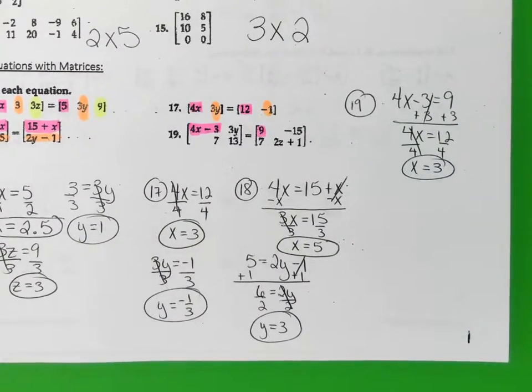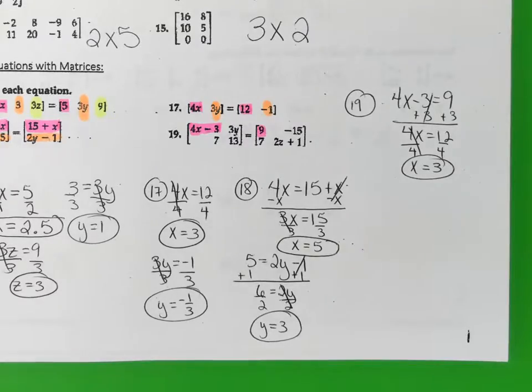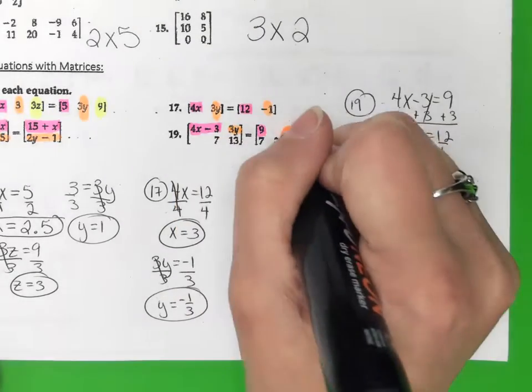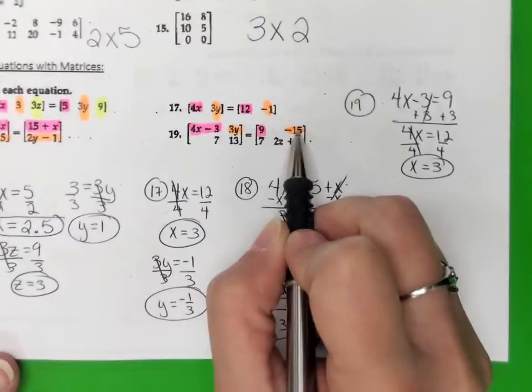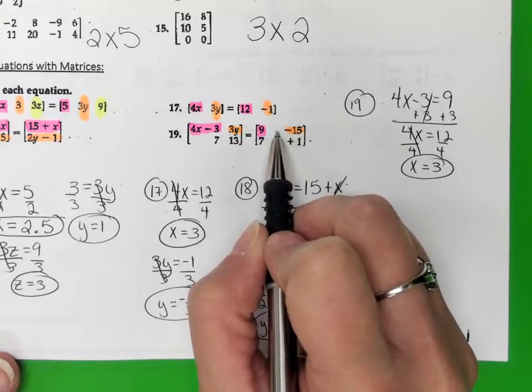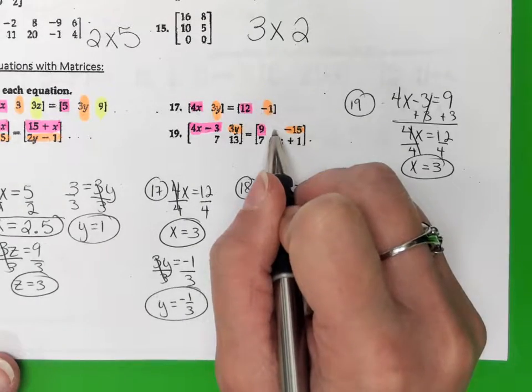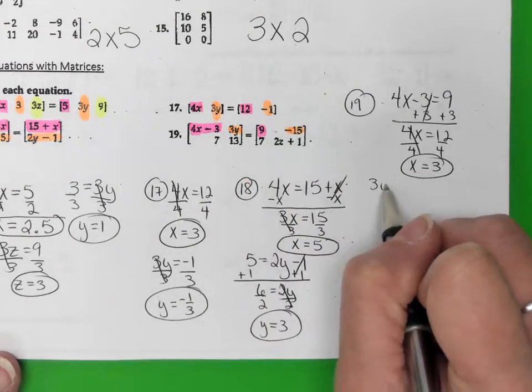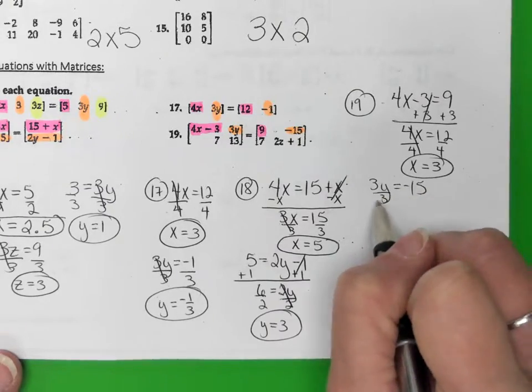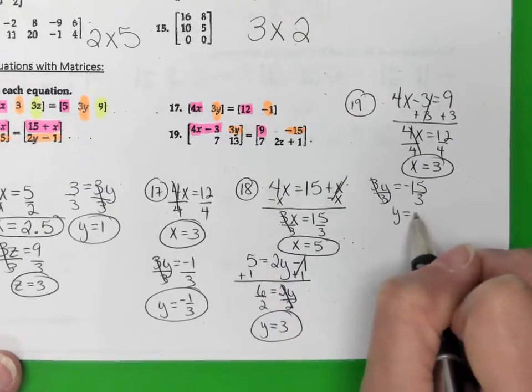All right, what else am I looking at? 3y equals negative 15? Yep. Do you see this big old gap between 9 and negative 15? So there's a big gap between these. This is not 9 minus 15. They're separated. So 3y equals negative 15. Divide. Y equals negative 5. There you go.